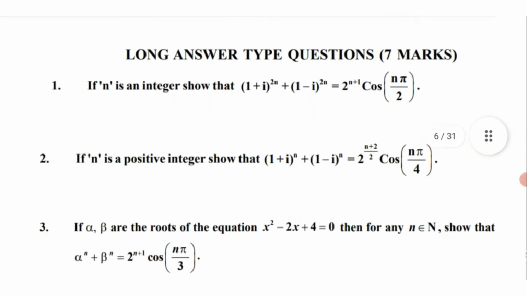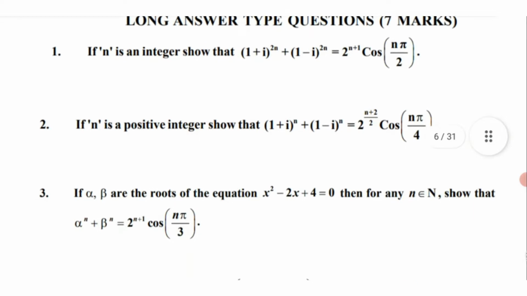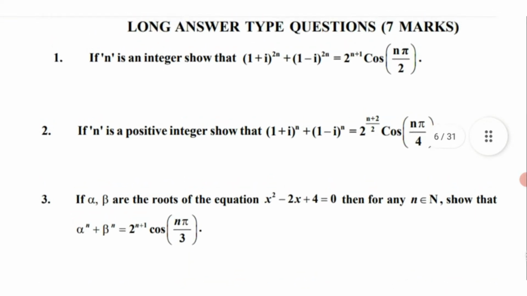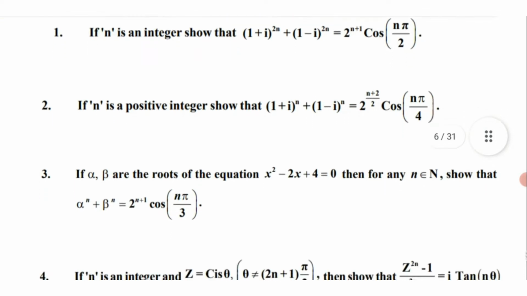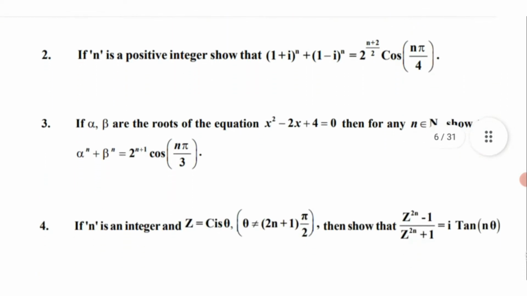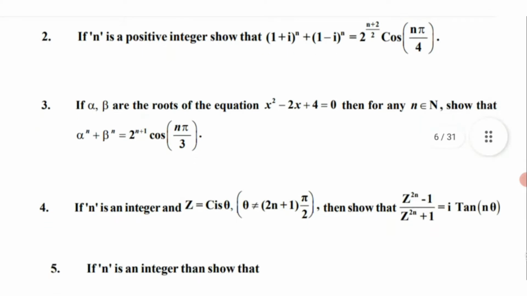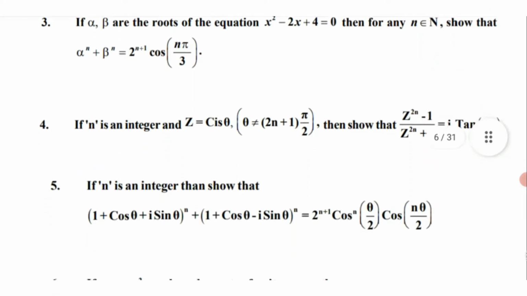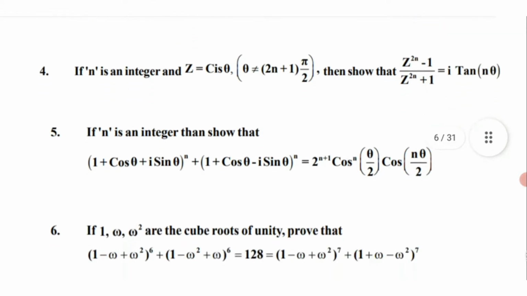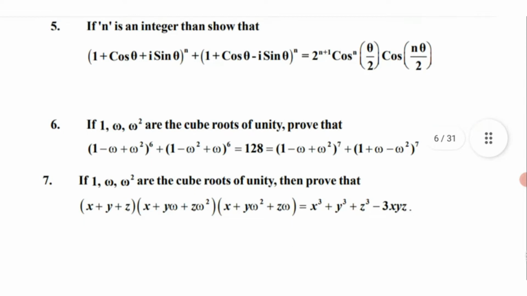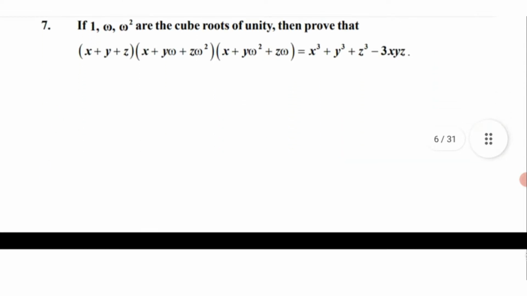LAQ question from De Moivre's theorem. Very important LAQs I have listed here for 7 marks. For positive, alpha and beta are the roots of the equation. Next, z^n plus 1 by z^n, z^(2n) minus 1 by z^(2n) plus 1. If n is an integer, then show that.